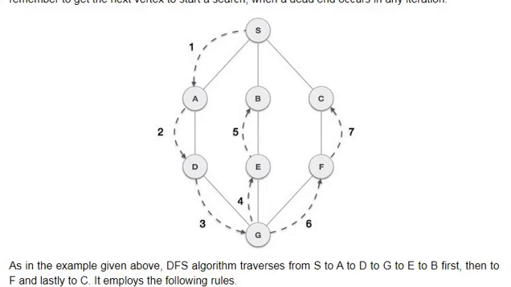So in this example, the DFS algorithm traverses from S to A to D to G to E to B first, then to F, and lastly to C. So you need to follow some rules.